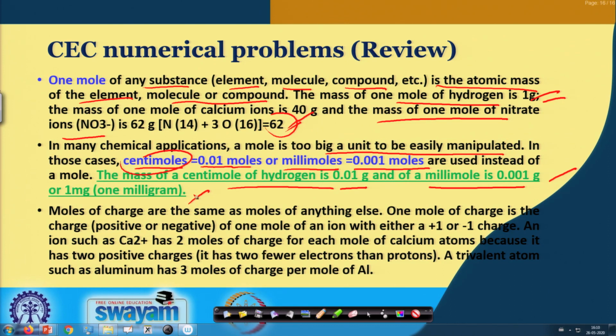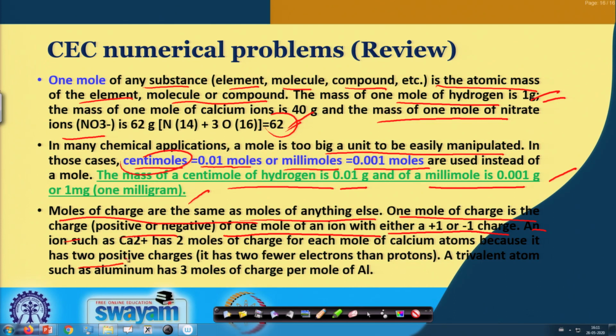So, the moles of charge are the same as moles of anything else. Remember, this is a very important point. Moles of charge are the same as moles of anything else. So, 1 mole of charge is the charge, either positive or negative, of 1 mole of ion with either positive or negative charge. For example, an ion such as calcium has 2 moles of charge for each mole of calcium atoms. So, it is basically the valency. So, for each mole of calcium atom, it has 2 moles of charge, because it has a valency of plus 2.